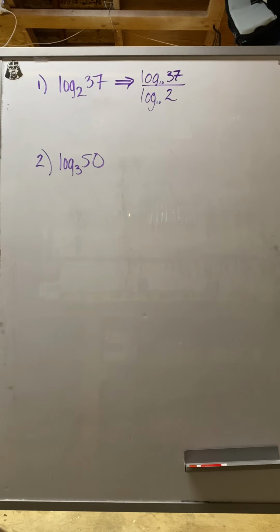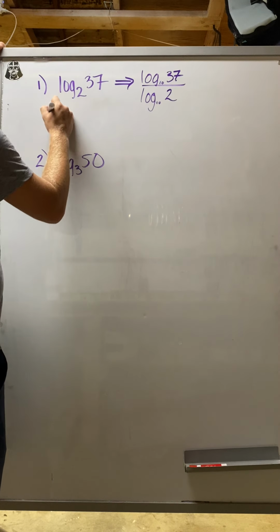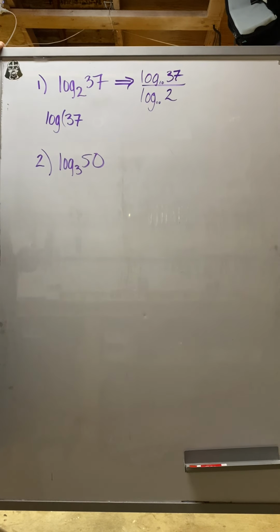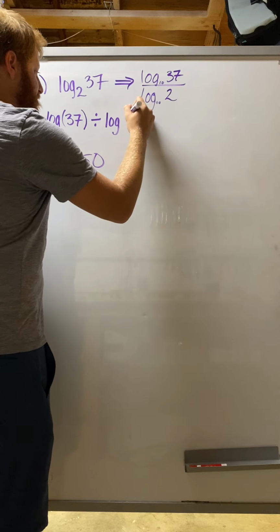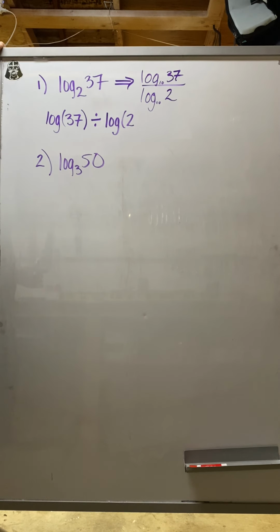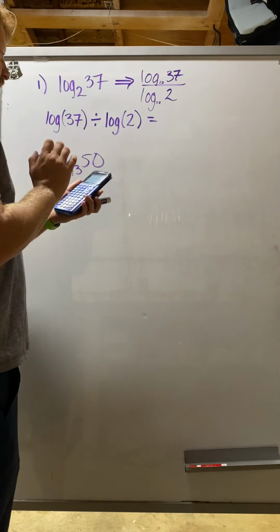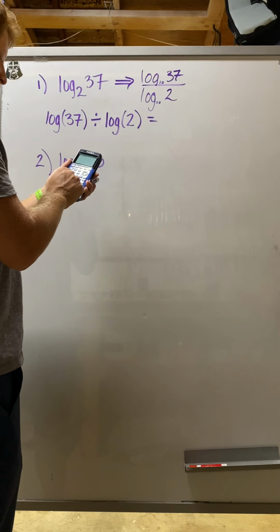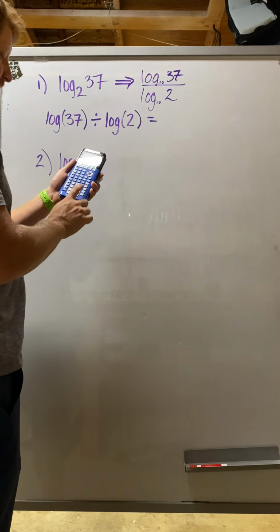Now, what do you type into your calculator? You hit the button that says log, 37. Sometimes it's going to open a parentheses right here. Probably will. Make sure that you close it in that next step. You're going to hit the divide button, hit the log button again, log of 2. Don't forget to close that parentheses. As long as that's what you type into your calculator: log 37, close parentheses, divided by log 2, close parentheses, enter.